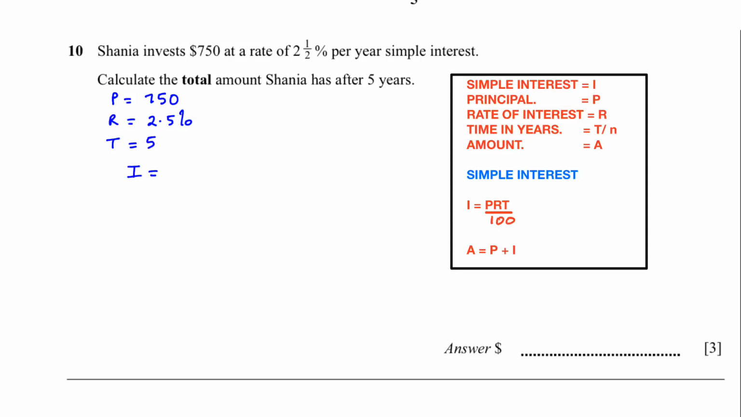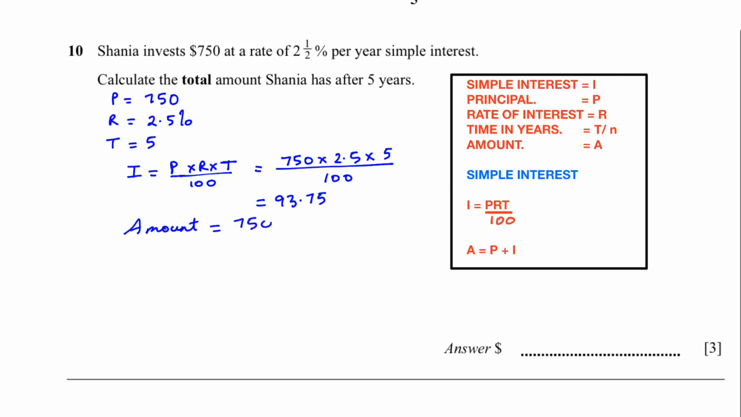Therefore, interest is equal to principal times rate of interest times time divided by 100, which will be 750 times 2.5 times 5 divided by 100. This will give you 93.75. They want the amount, so amount is equal to principal, which is 750, plus 93.75, which is $843.75.